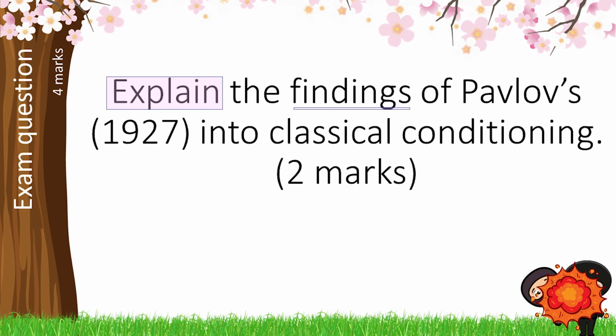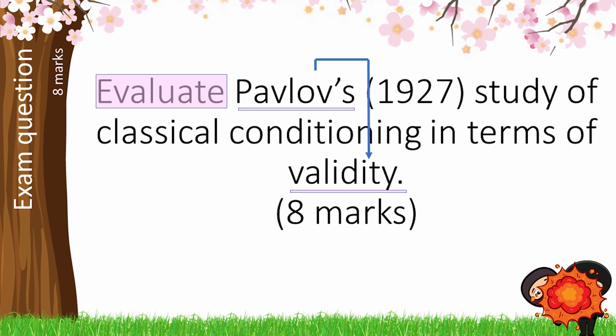Here we've got a short mark, explain the findings of Pavlov's research into classical conditioning. If we're explaining for 2 marks, we want to give additional detail, 2 marks, 2 different findings. Let's have a look at a different exam question now. A bigger tariff question, 8 marks, evaluate, and we're still talking about Pavlov's research, but here we're focusing specifically on validity. We know with evaluate we need to explain and evaluate, so we're still getting both AO1 and AO3 marks.